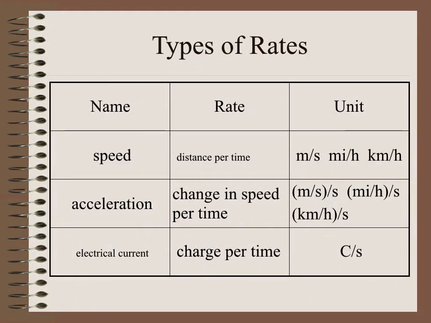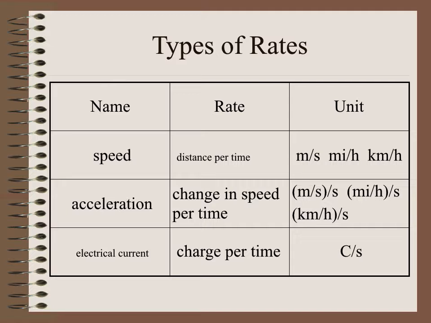Some of the rates that you will be encountering in this course are things like speed, acceleration, and electrical current. Notice that they're always something per time because we're dividing by time. Speed is distance per time, acceleration is the change in speed per time, and electrical current is how much charge is flowing per time. Take note of the word per. When you see the word per, that means that we had to divide, and in this case we're always dividing by time.